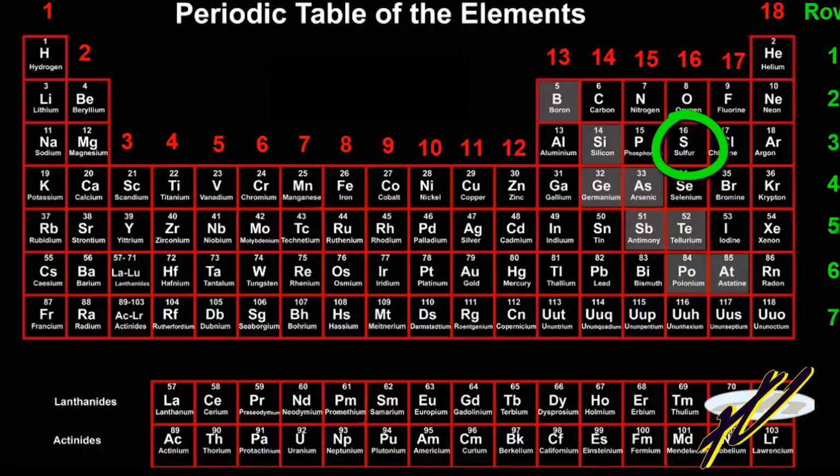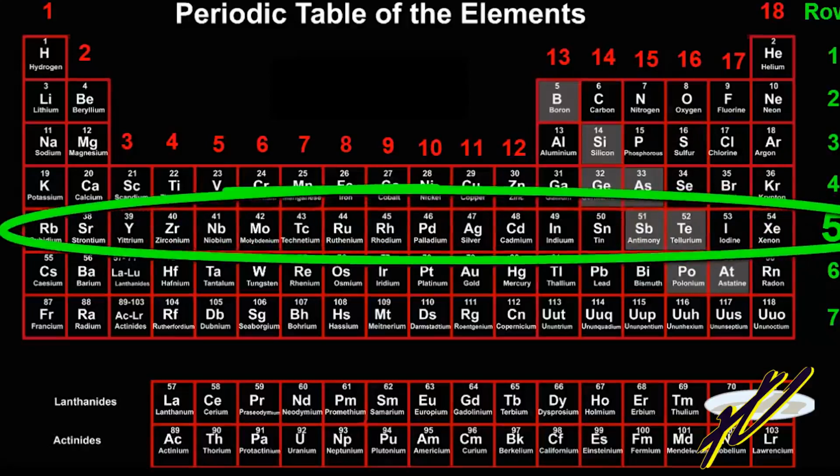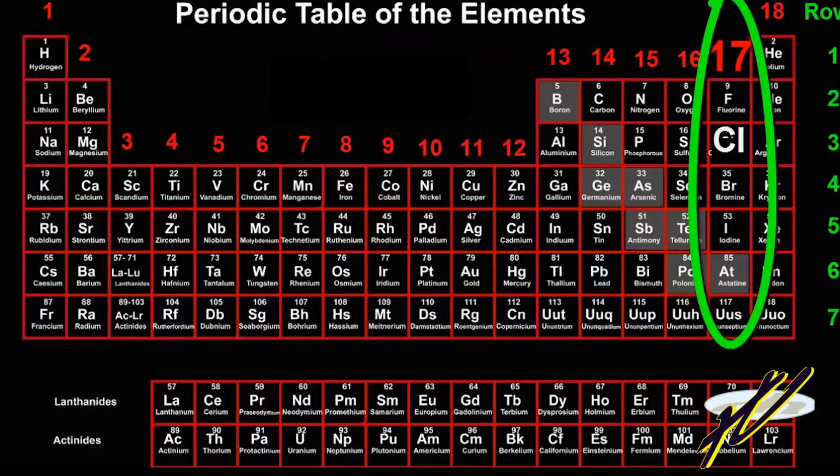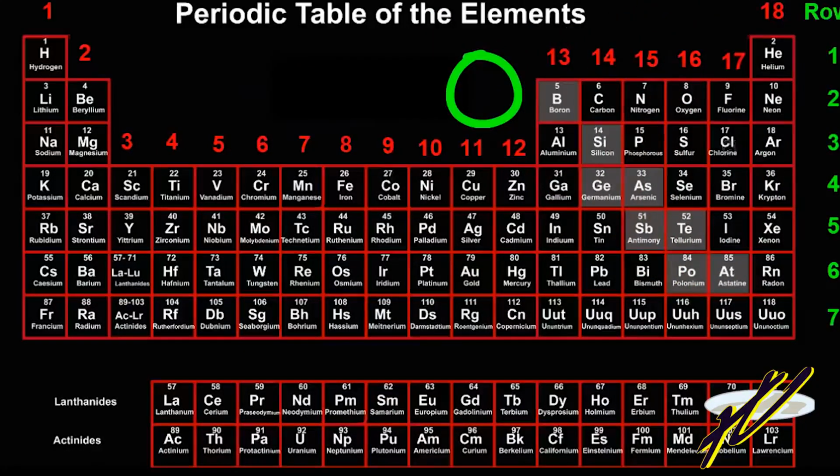Choose any element in the fifth row. There are a lot of possible answers for this. Could be strontium, tin, iodine. You choose. Which group is chlorine in? Group 17. Choose an element in group 15.